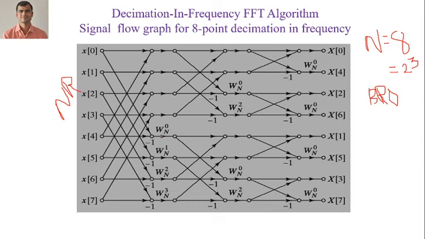Now here it is x of 0 minus x of 4, then we need to multiply with W80. Here it is x of 1 minus x of 5, then it is going to multiply with W81. Sorry, here it is x of 2 minus x of 6, then it is going to multiply with W82. At this stage it is x of 3 minus x of 7, then it is going to multiply with W83.